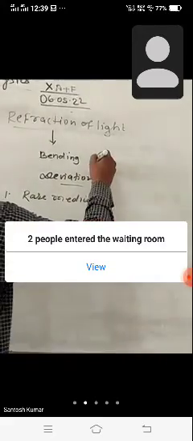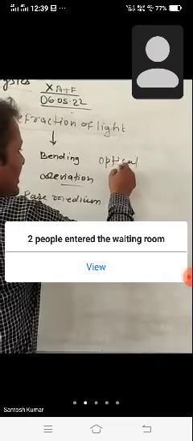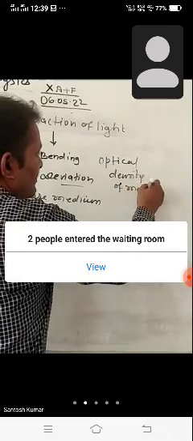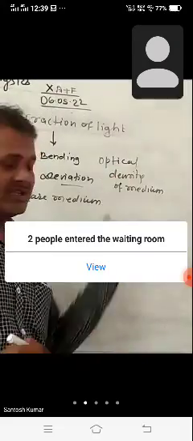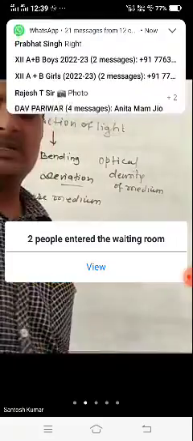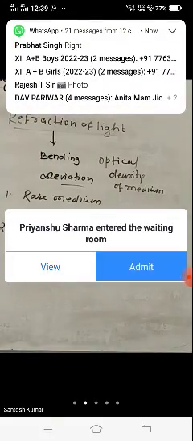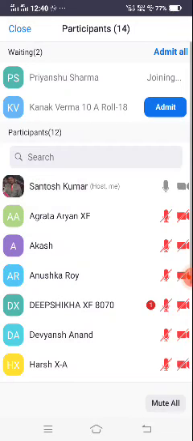So we had mentioned one word, the optical density of the medium. If the optical density varies, that will behave like the condition we discussed. For the refraction of light, at least two mediums are required.